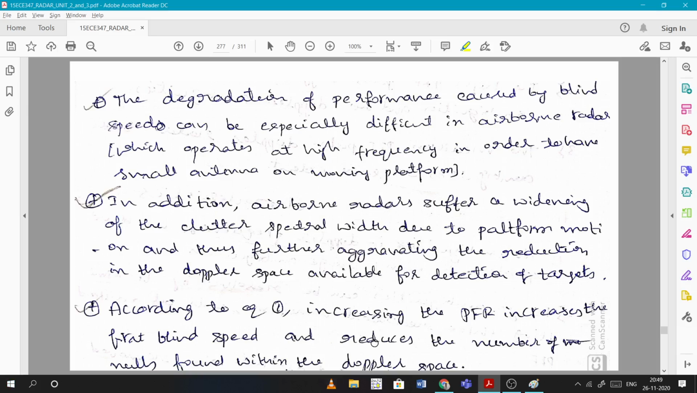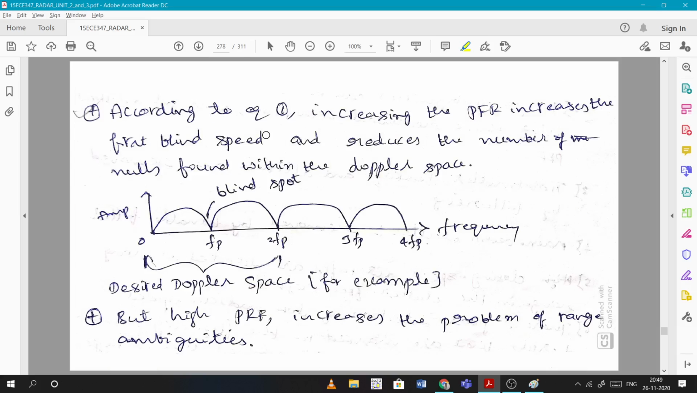According to the equation, increasing the PRF increases the first blind speed and reduces the number of nulls found within the Doppler space. According to equation 1, increasing the PRF increases the first blind speed and reduces the number of nulls found in the beam. So let us take this, 0 to 2 fp, as the desired Doppler space. For example, here we got one blind spot, right?